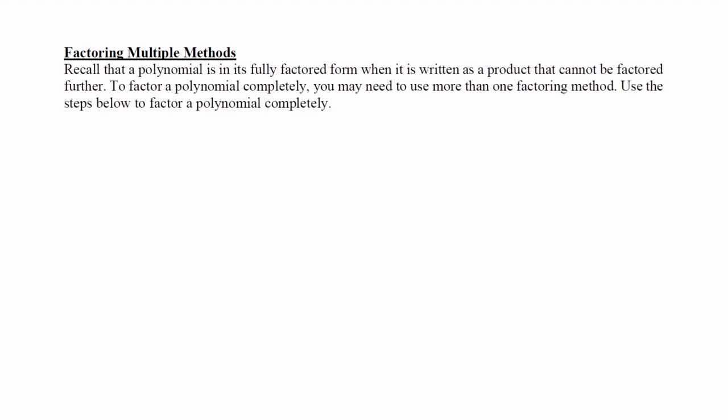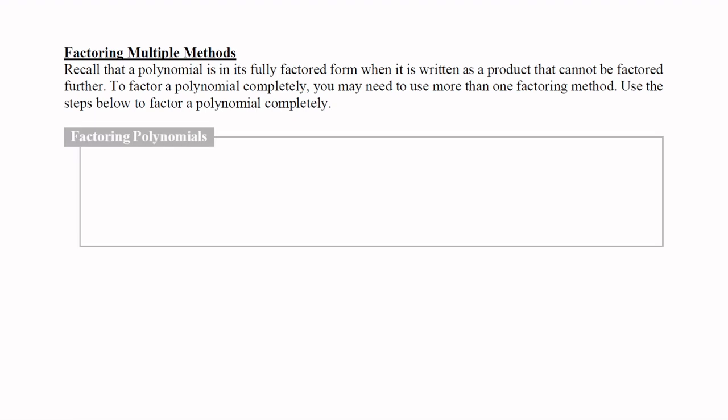Recall that a polynomial is in its fully factored form when it is written as a product that cannot be factored further. To factor a polynomial completely, you may need to use more than one factoring method. Use the steps below to factor a polynomial completely.